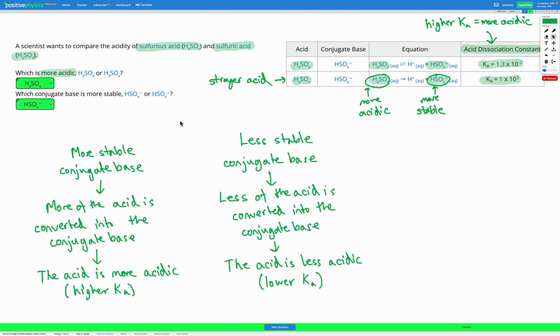So all you have to do in this question is compare your acid dissociation constants to determine which is more acidic. Then to decide which conjugate base is more stable, it's going to be the conjugate base of the more acidic acid. The reason why is that if we have a more stable conjugate base, more of the acid is going to convert into that base, meaning that the acid is more acidic, in other words, more likely to dissociate into its ions.